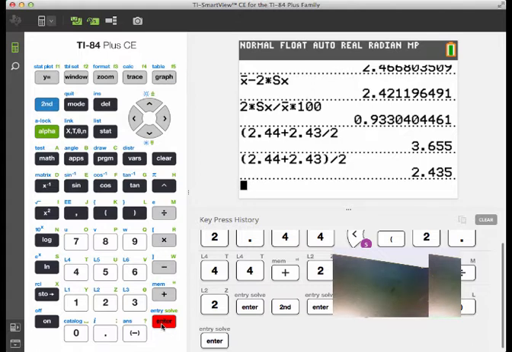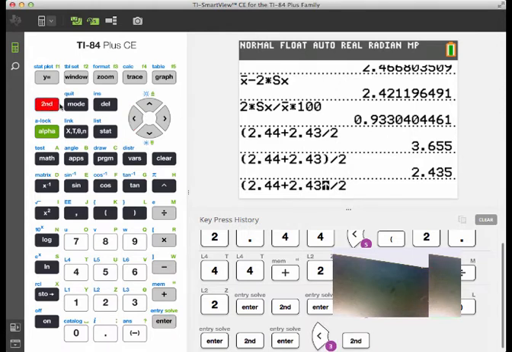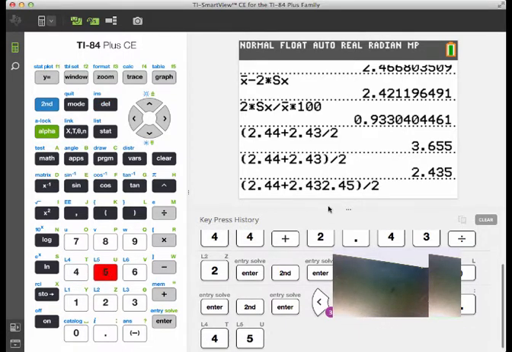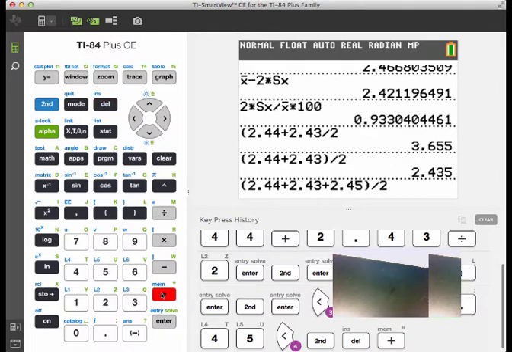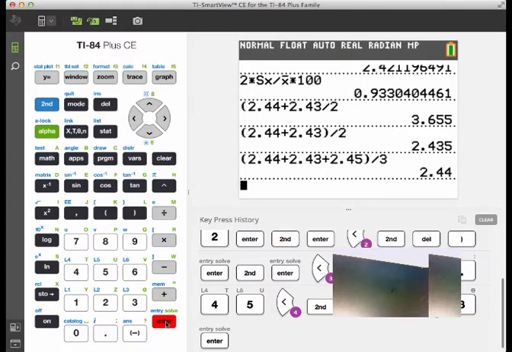And now I want to do the next one. And so this is where the shortcut comes in. If I do second entry, now all I need to do is insert the third number. So second insert, third number is 2.45. And I forgot my plus. That's okay. Second insert plus. And now we need to change the divided by 2 to divided by 3. And we hit enter, and we get 2.44 even.